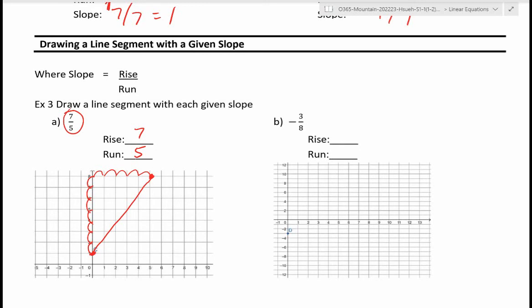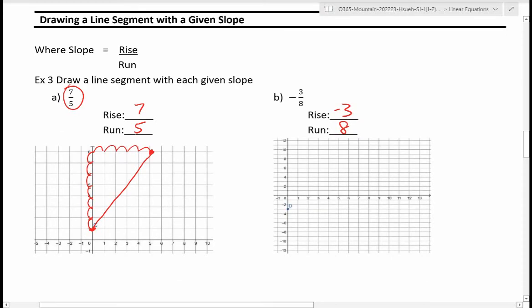Again, by convention, usually we go from left to right. So I'm going to keep the run positive and make the rise negative. Okay, you can do it the other way around, but it won't really work because we don't have that much space on the left-hand side of this point D right here. So the rise is negative 3, so I'm just going to go from here, 1, 2, 3 down, and the run is 8, so I'm going to go 8 units to the right.